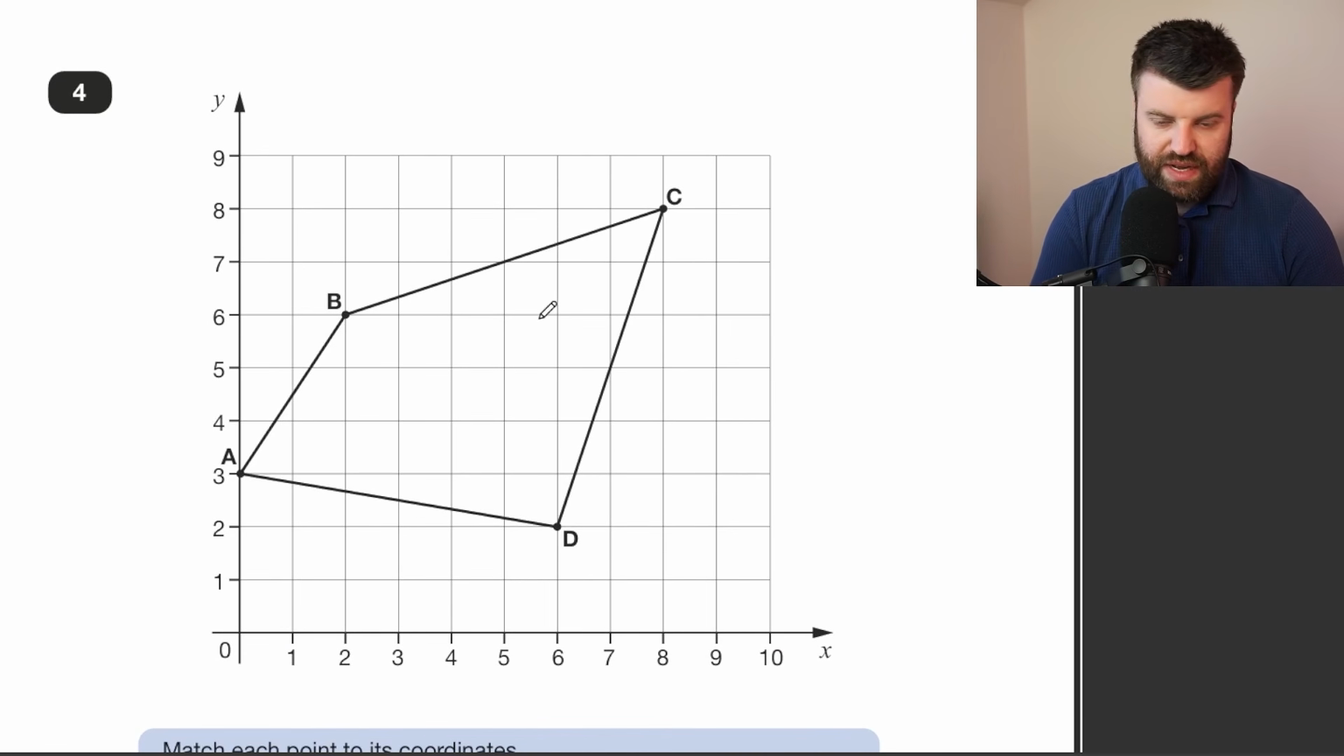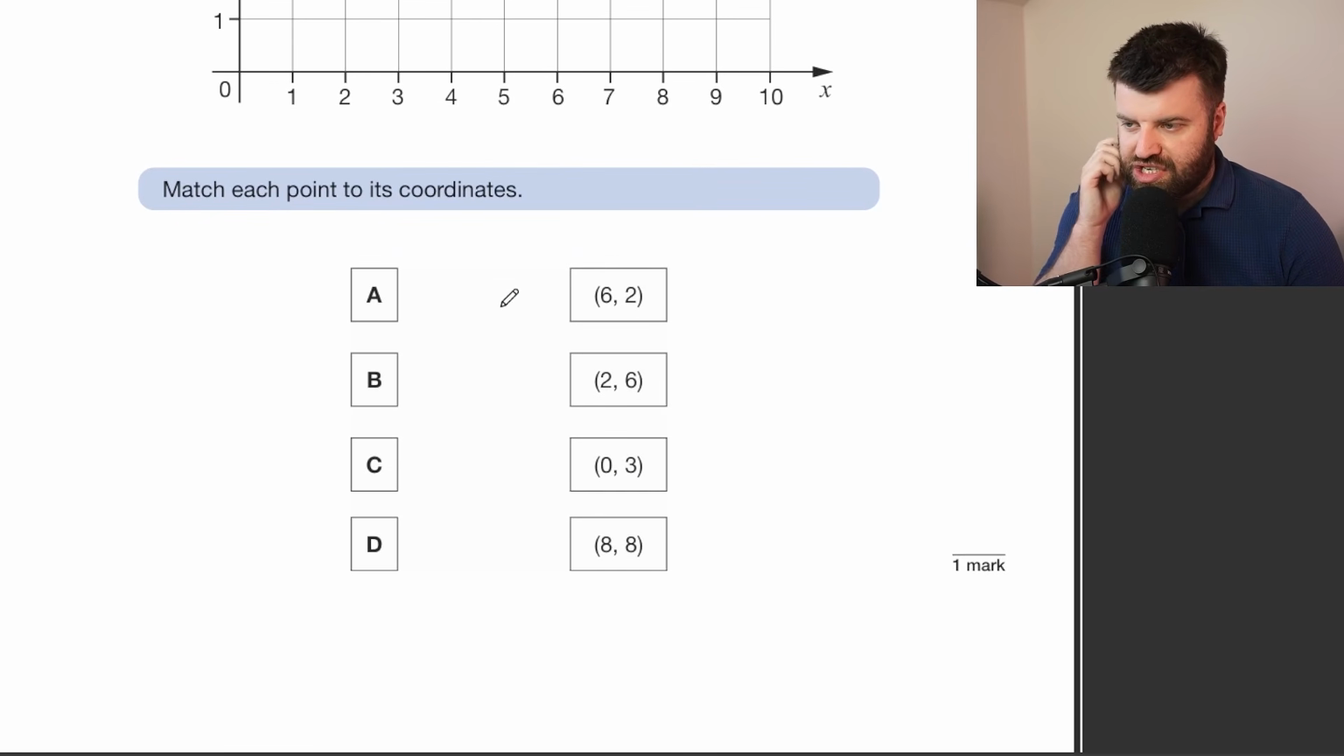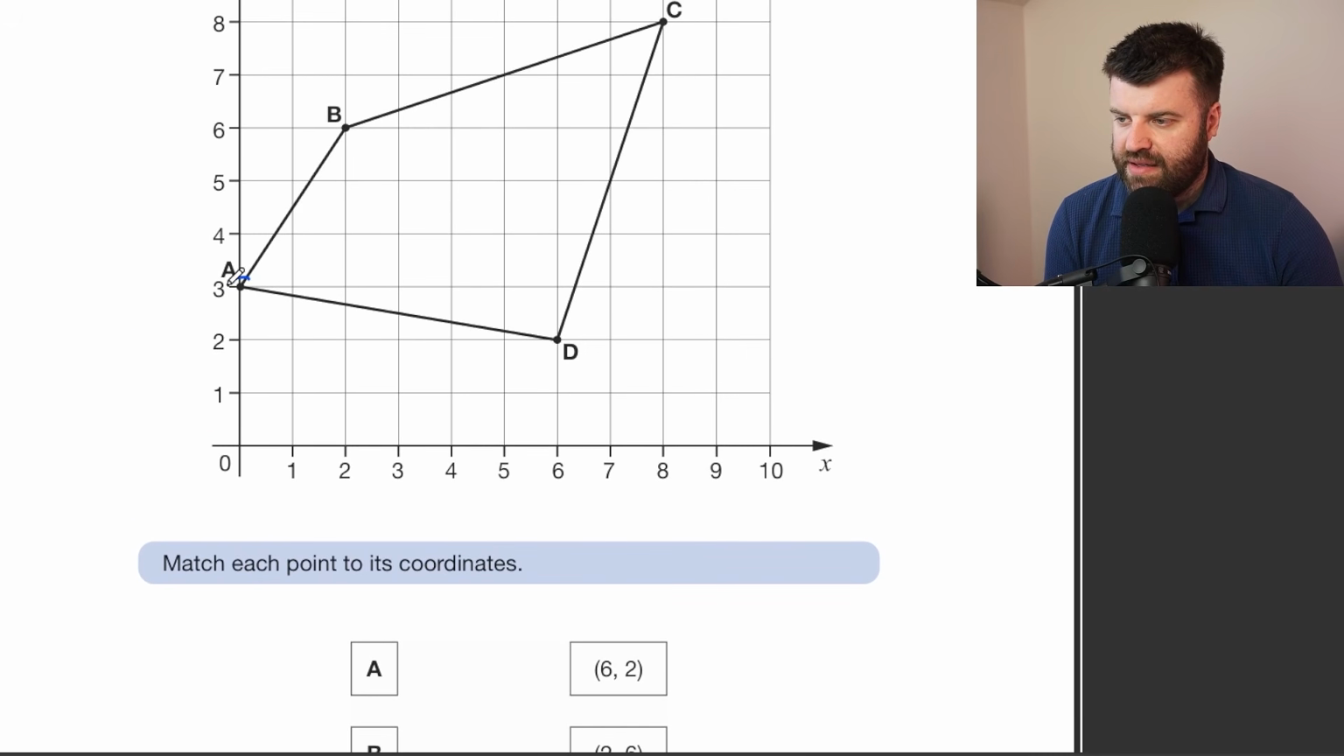This is a coordinates question. We're given a grid and a quadrilateral has been drawn, A, B, C, and D. Let's take a look what the question says. Match each point to its coordinates, A, B, C, and D. So let's start with A. It's here. We go along and then up.